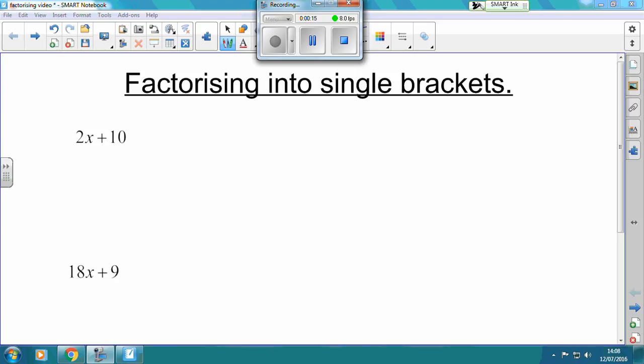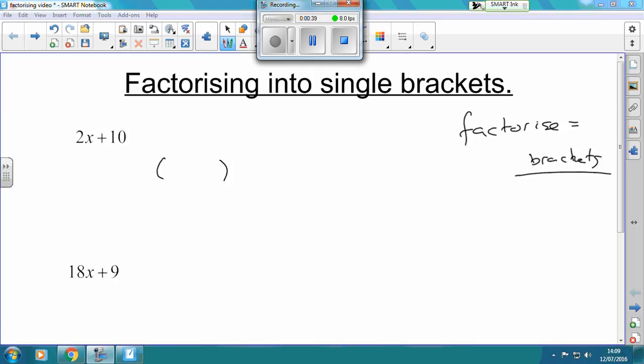Now, as soon as you see the word factorize, it's synonymous with brackets. Synonymous means that as soon as you see the word factorize, you immediately think of another word. So what I want you to try and commit to memory is factorize or factorizing equals brackets. As soon as you see the word factorize, it means put it into brackets. So what we've got here is we're going to put this into brackets.